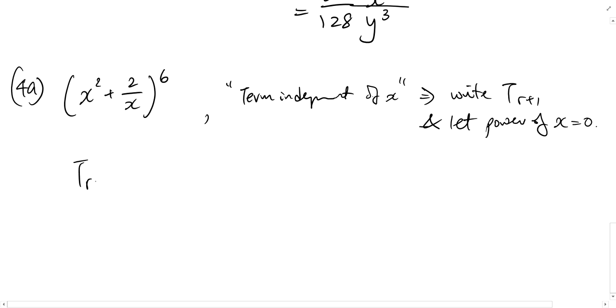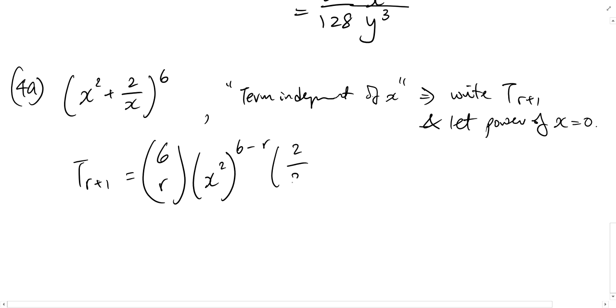So, T(R+1). Okay, come, let's start quickly. 6 choose R, x squared to the power 6 minus R, 2 over x to the power R. Okay. So there is a certain term that has no x value. For that certain term, it has a certain value of R. Do you know the value of R yet? Don't know yet. Okay, never mind. Let's leave it as 6 choose R.